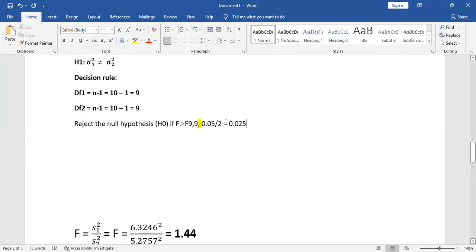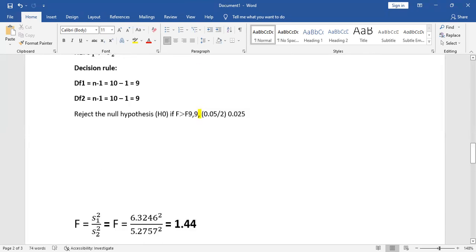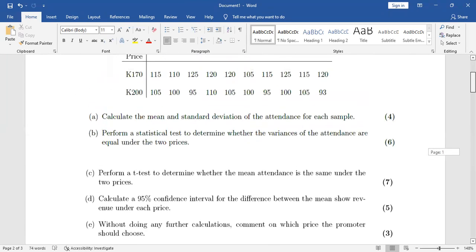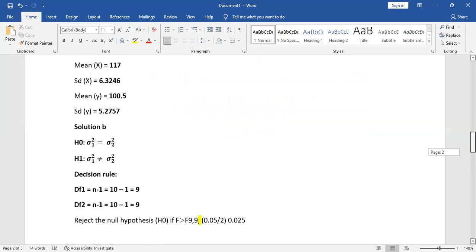We're going to read the F table at a point where degree of freedom 1 is 9 and degree of freedom 2 is 9, and the percentage is 0.025, which is 2.5. I said the default is 5%. The question did not indicate at what level of significance we are performing the statistical test.